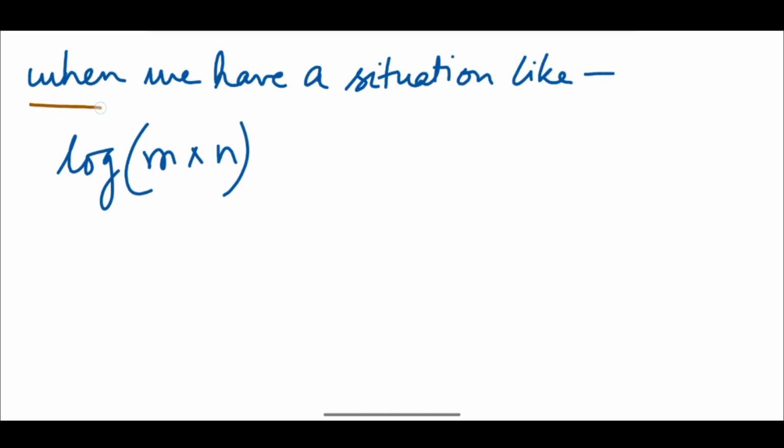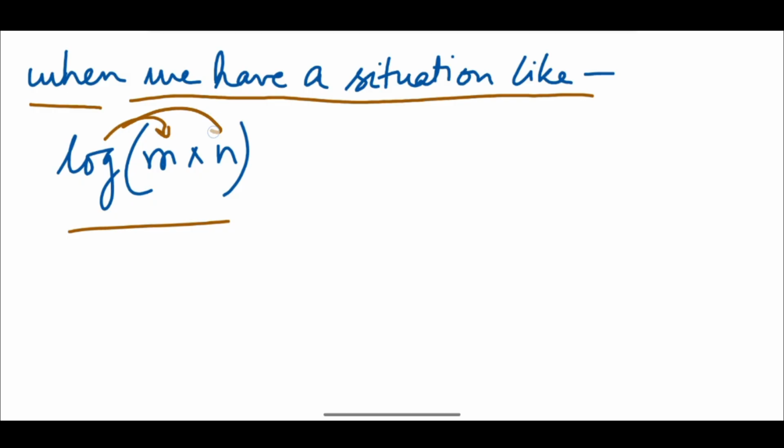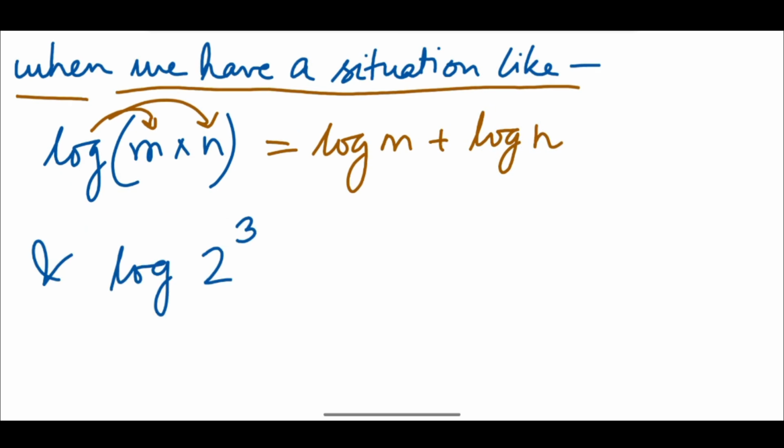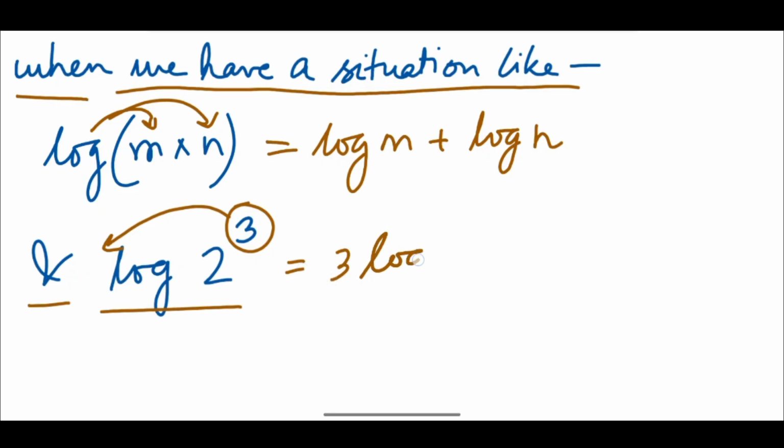When we have a situation like this, log is applied to both m and n, which is equal to log m plus log n. And in this situation, 3, which is in the power, comes in the front, which gives us 3 log 2.